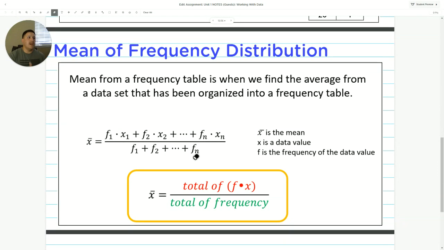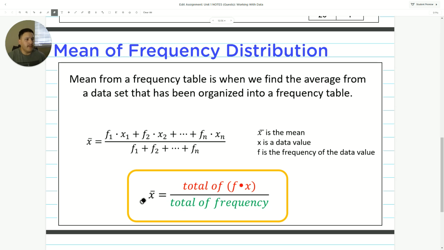So, mean of a frequency distribution table. In that frequency distribution table, we sometimes want to find out the average, okay? Now, the average for something like this is the exact same thing as what we've done before. But because there are so many numbers associated with frequency distribution tables, we're going to go through the process just a little bit different, but it's still essentially the same.